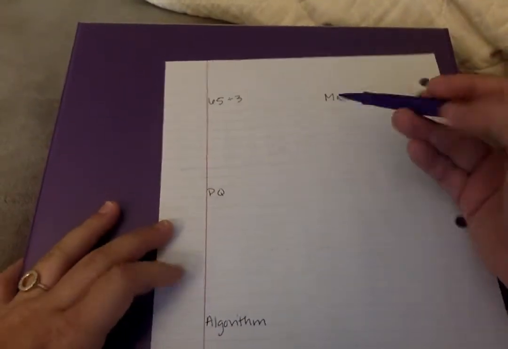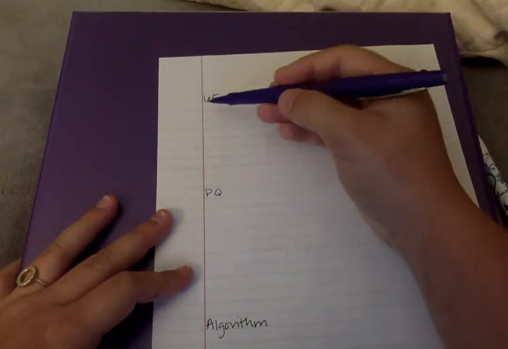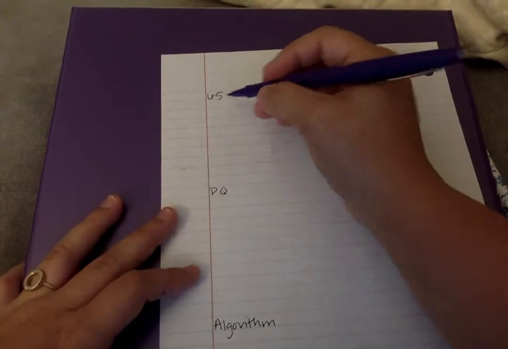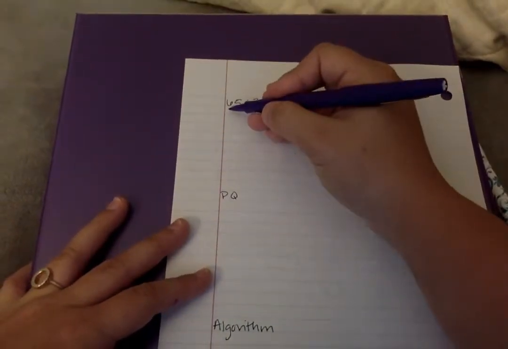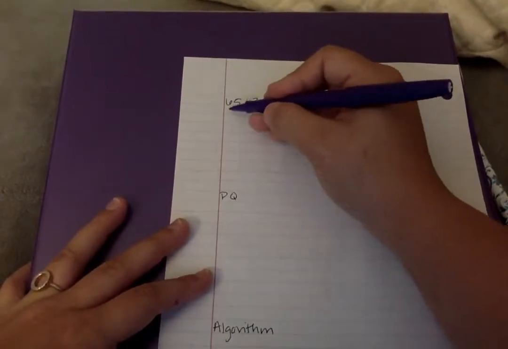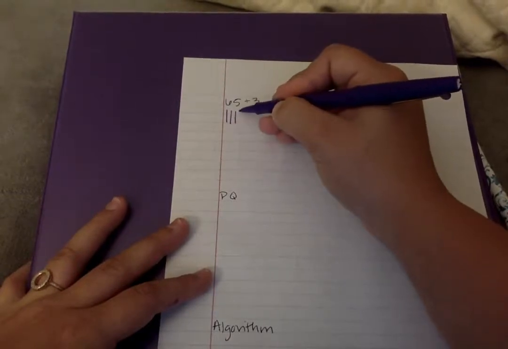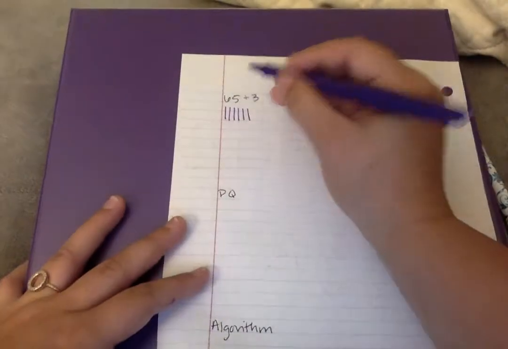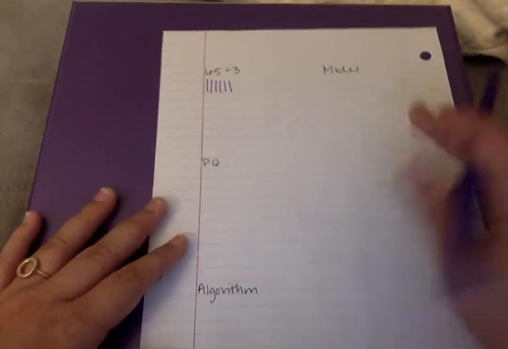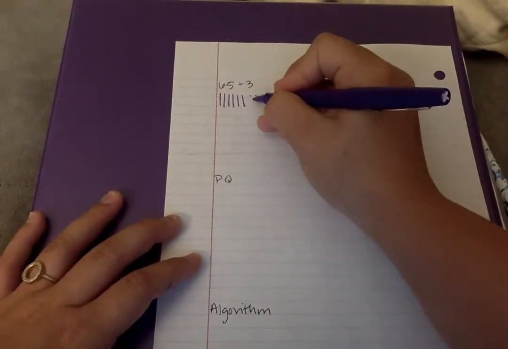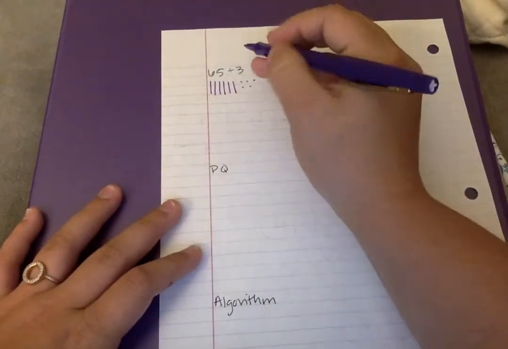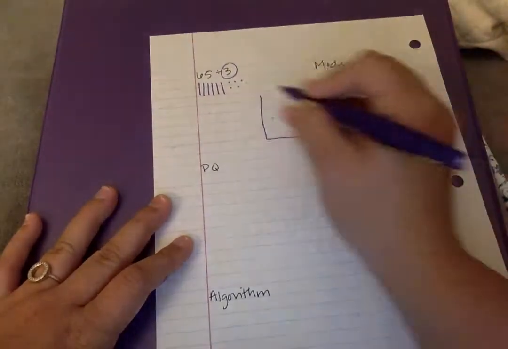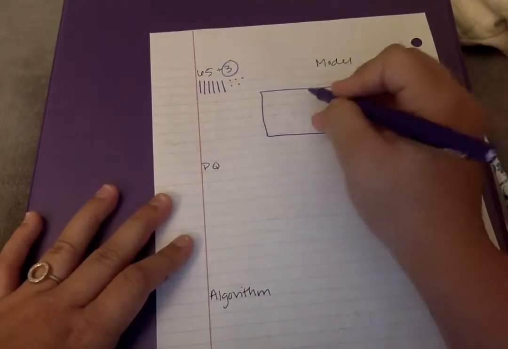So we're going to draw another model. But first we have to just break this down into our tens and ones. So 65 can break down into 6 sticks. 1, 2, 3, 4, 5. Because that's made up of 6 tens, then 5 ones. And this is being divided by 3, so we need a model of 3 blocks.